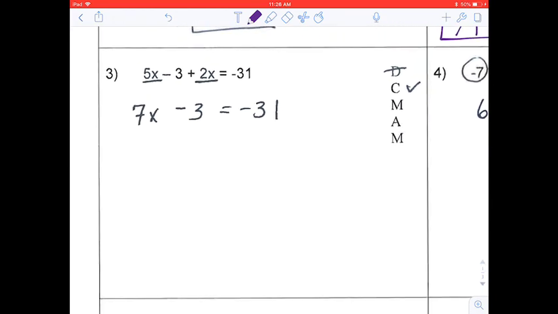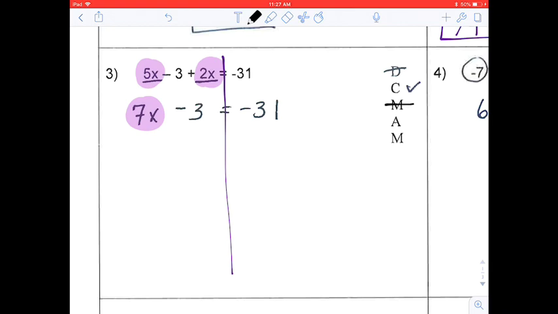Question 3. They've crossed out D because there's nothing to distribute. There are no parentheses. C, combine like terms. They highlighted or underlined a 5x plus a 2x. So 5x plus 2x is 7x. -3 does not have a like term, and -31 does not have any like terms. So let's keep going with the next step.